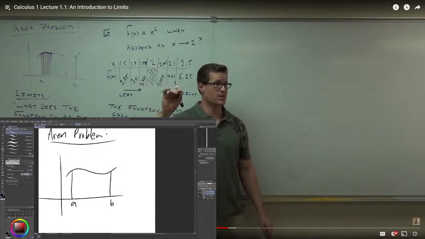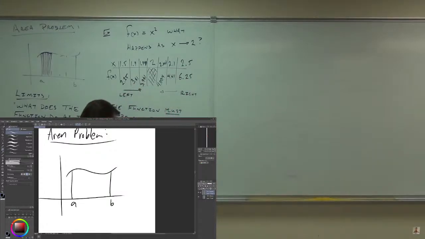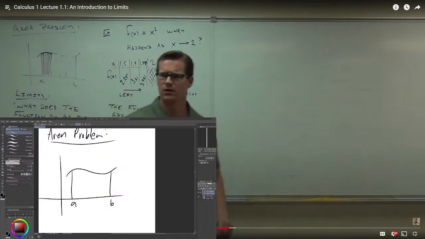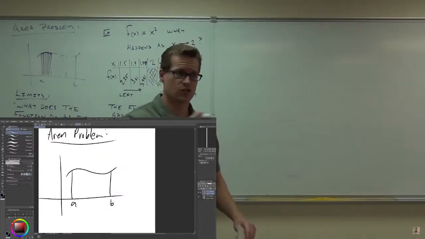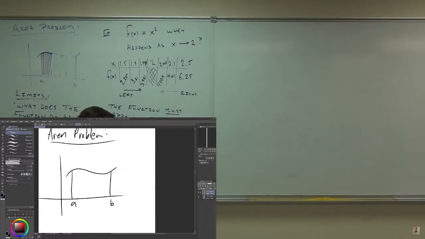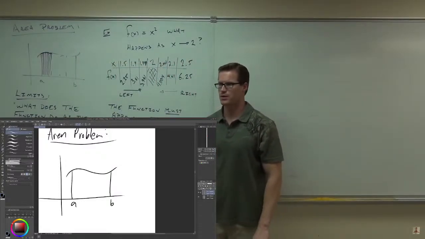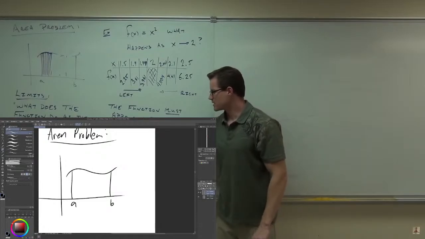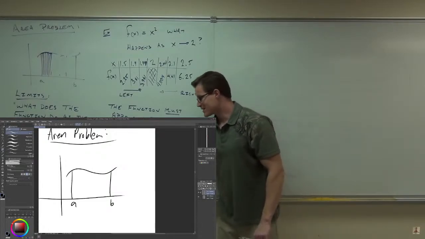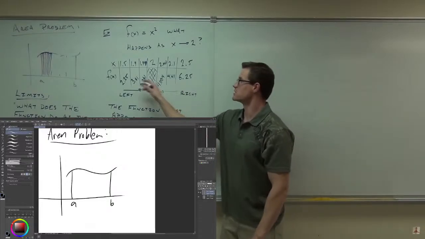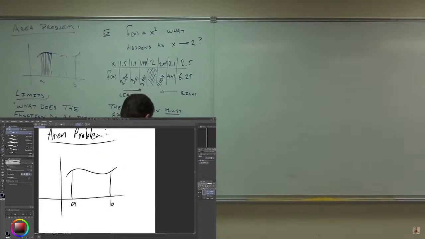So you'd say the limit as x approaches 2 of your function, x squared, is equal to what? Here's what this says in English. Look at the board. What does the function approach as the value x approaches 2? What's it going to do? That's the limit.